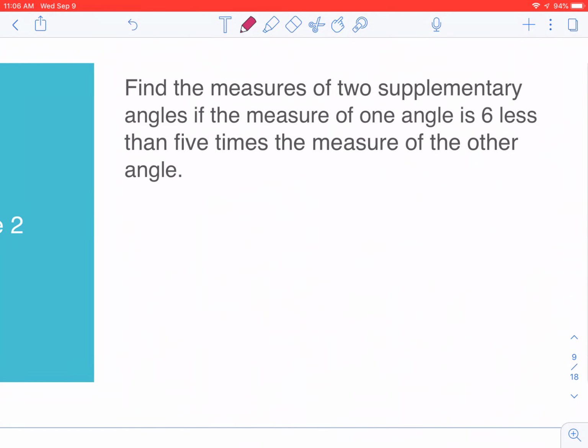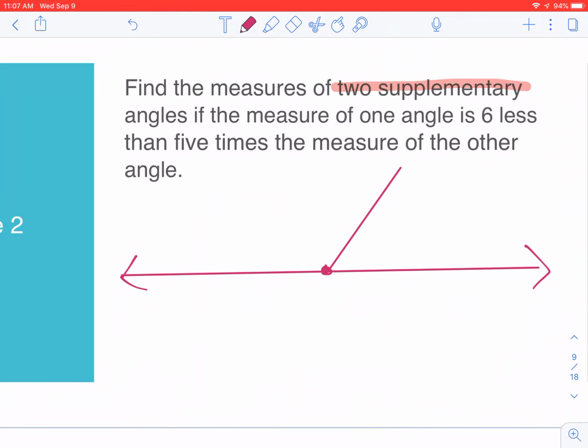All right, now we have two supplementary angles. So I'm actually going to draw a linear pair. Like this. Okay, so one angle is 6 less than 5 times. You're not going to have to translate that. You're just going to have to fill in the angles on the picture. One angle is 6 less than 5 times the measure of the other angle. I'm actually going to switch these numbers around because they're going to make more sense. So 6 less than 5 times here, x here.